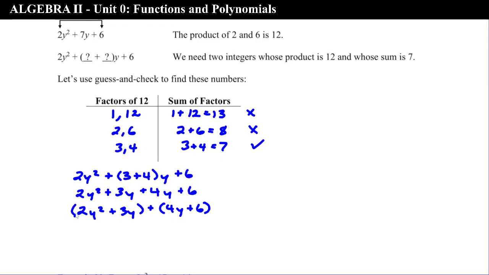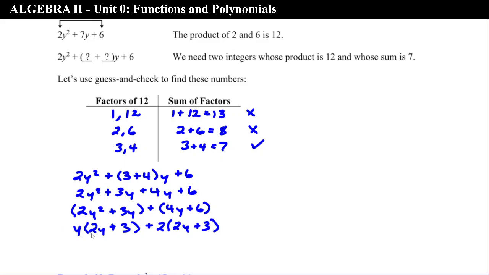Okay, so now we're going to factor the first terms. And when we do, we can factor a y out. So we're left with 2y plus 3 on the inside. Okay, now let's factor something out of these two terms. Well, we can factor a 2 out. That's our greatest common factor between 4y and 6. And that leaves us with 2y plus 3.